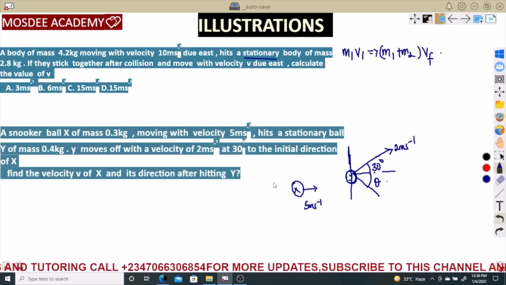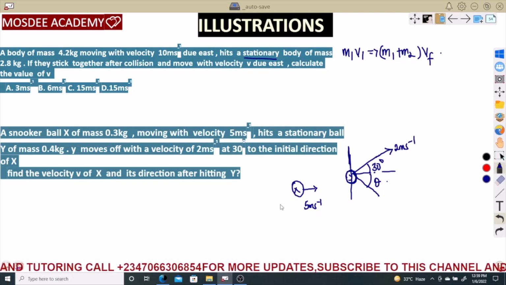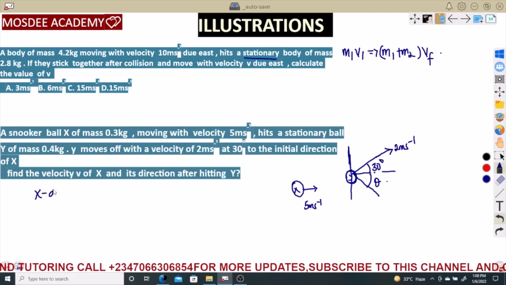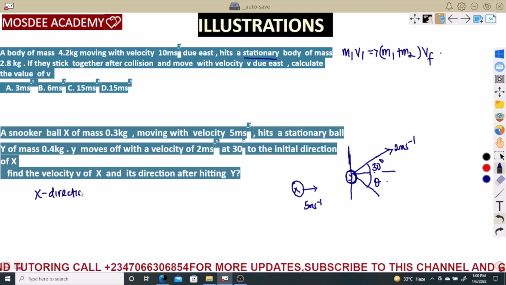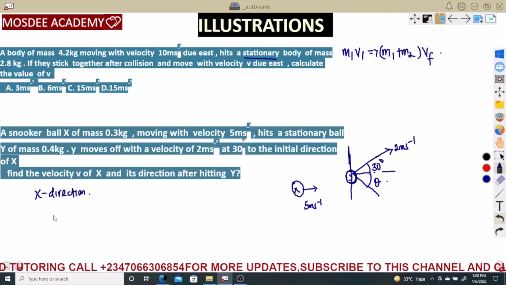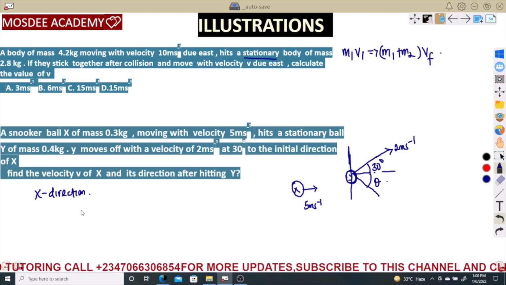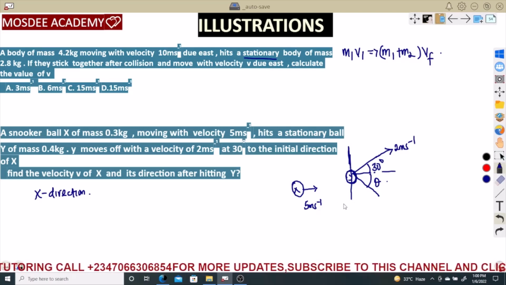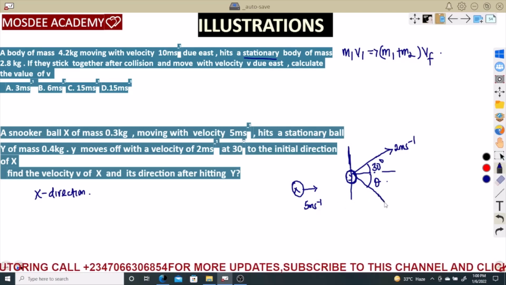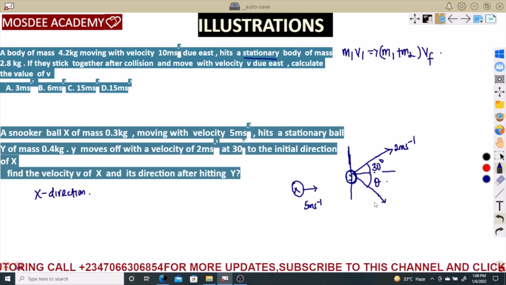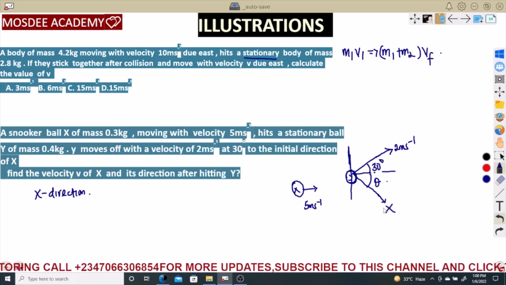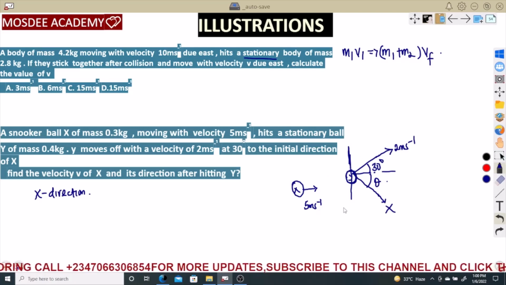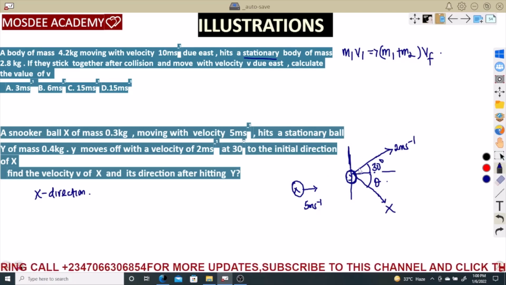Now to get the common velocity of this one, we use our oblique collision, which we have also studied. So let's start with the X direction. Sorry guys, I'm rushing. In the X direction, momentum is mv. When they collide, X is moving in this form, and Y is moving in this form. X collides with this, it moves like this, and Y is going like that.